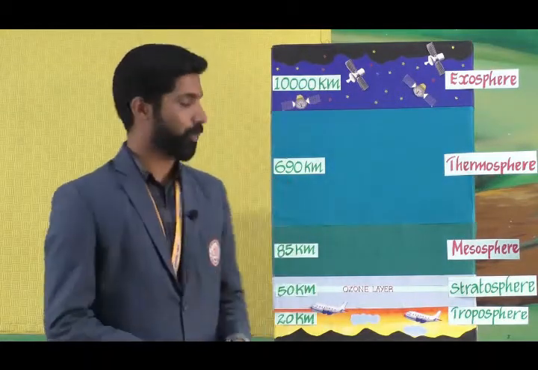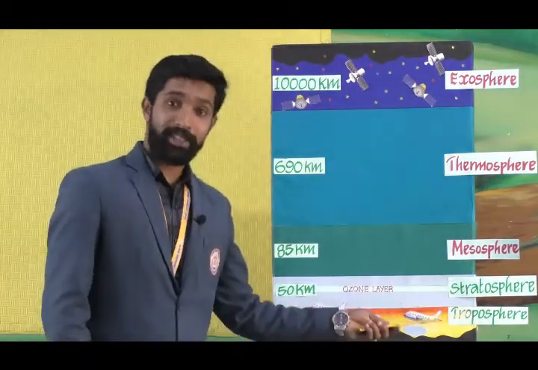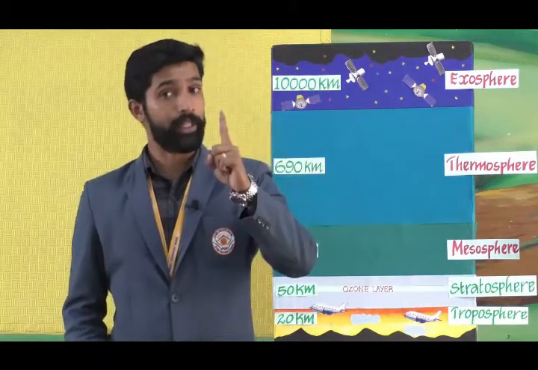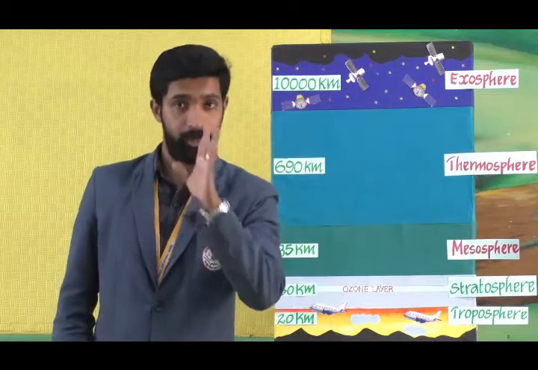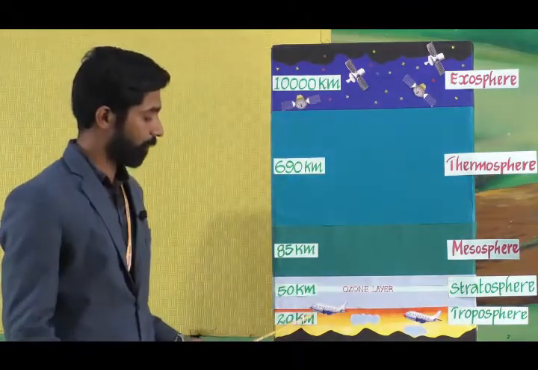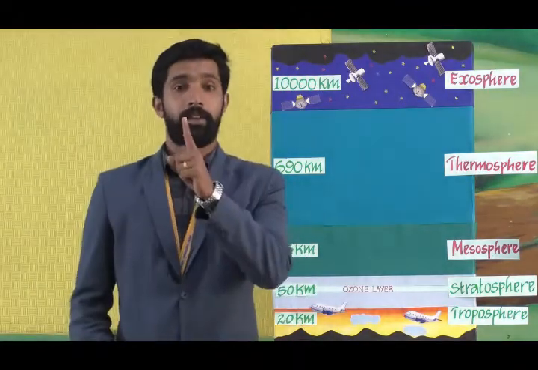Let us learn about the first layer, that is troposphere. Troposphere is the lowest layer of the atmosphere. It extends up to a height of about 8 kilometers at the poles and about 18 to 20 kilometers at the equator. Here you can see.